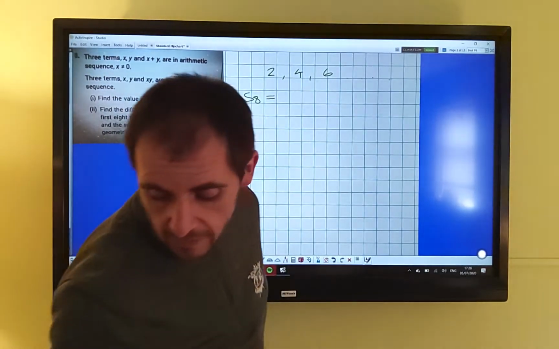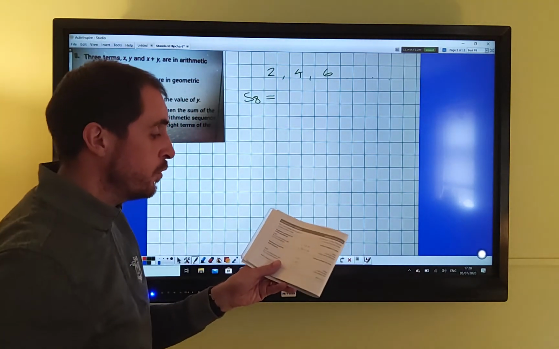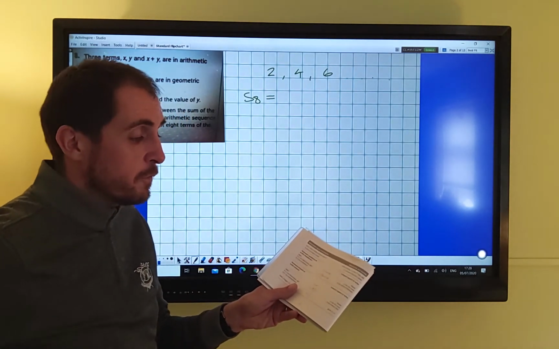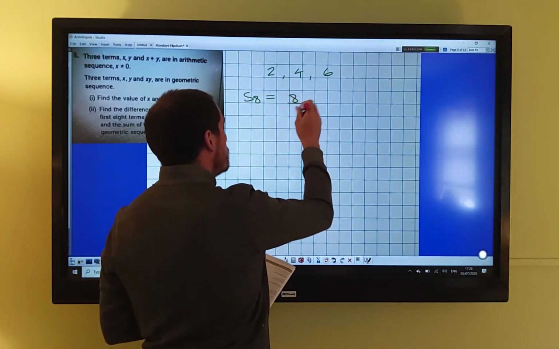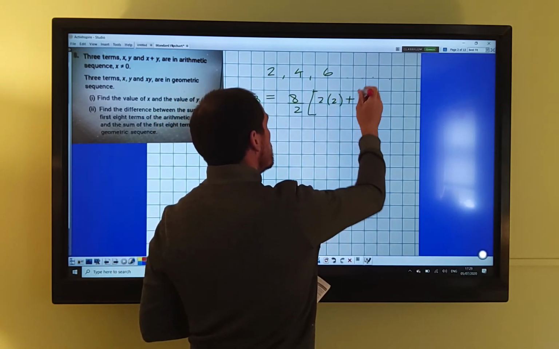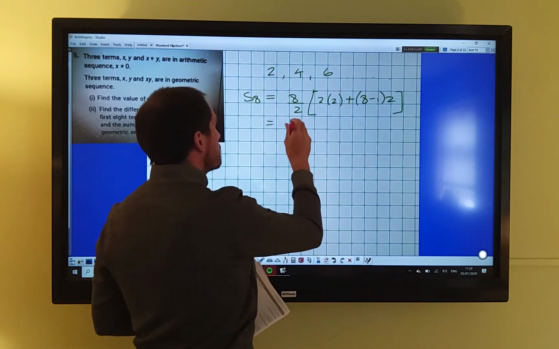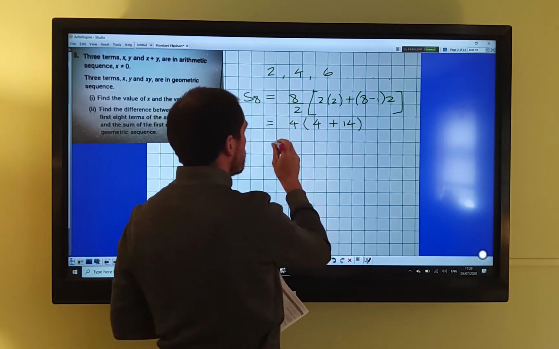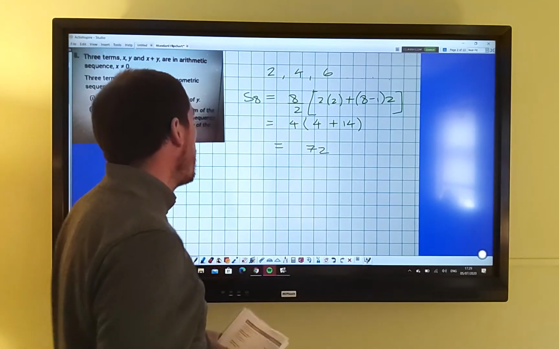Our formula is in our tables book, on page 22: Sn is equal to n over 2, square bracket, 2a plus bracket n minus 1 close bracket times d, square bracket. So n is 8, so it's 8 over 2, times 2a, which is 2 times 2, because a is the first term, plus 8 minus 1 times the difference, and the difference between them is 2. So that's 4 times 4 plus 14, so it's 4 times 18, which is 72. That's the sum of the first 8 terms of the arithmetic sequence.